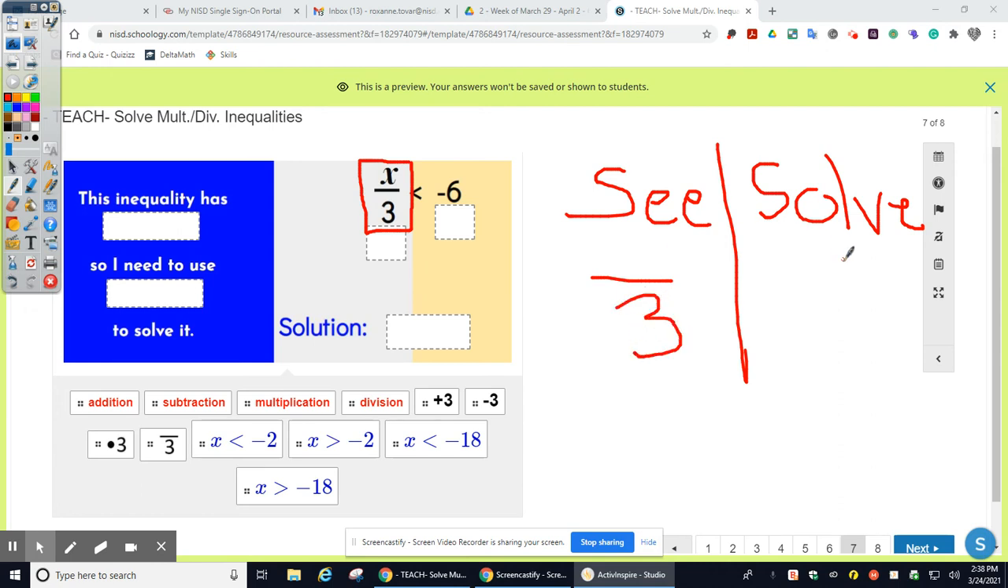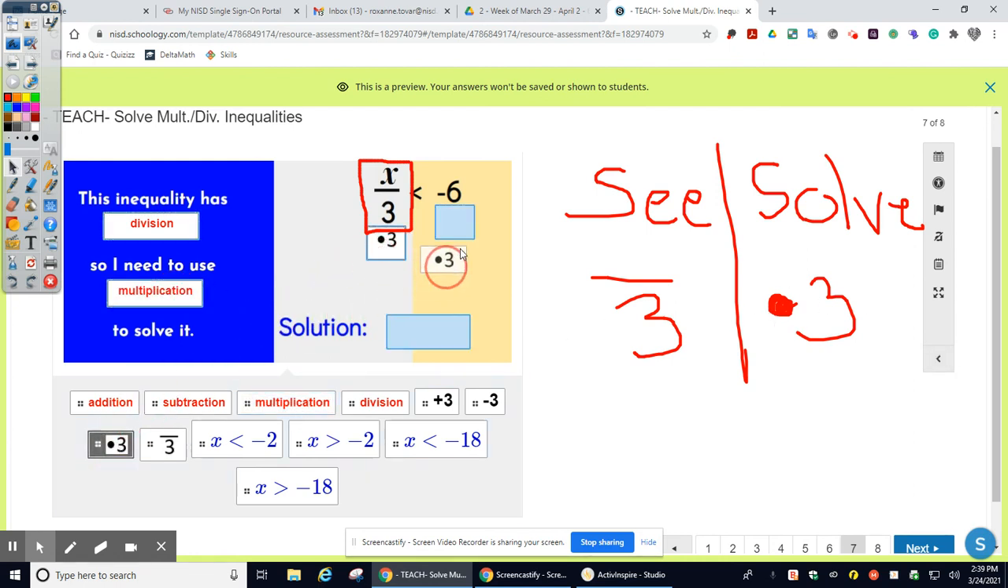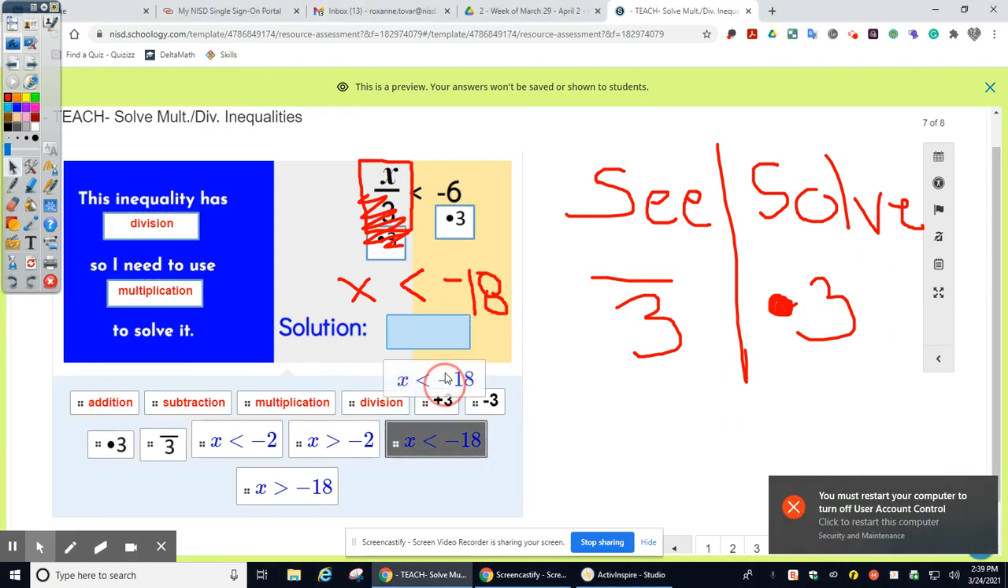So now when we solve, we're going to use the opposite, which is multiply by 3. So we're going to go ahead and fill that in. What we see is division. How we're going to solve is multiplication, and we're going to put our multiply by 3 on both sides. Okay, remember the side of x is going to cancel out. That's why we're using opposites. We're going to repeat the inequality, which is the less than, and negative 6 times 3 is negative 18. So the inequality we want to put here is x is less than negative 18.